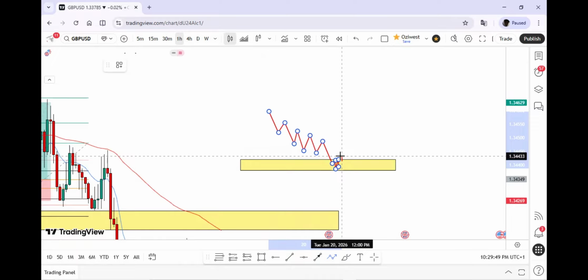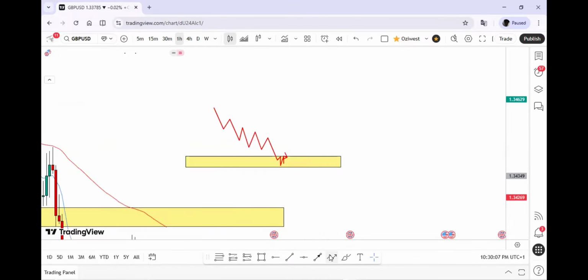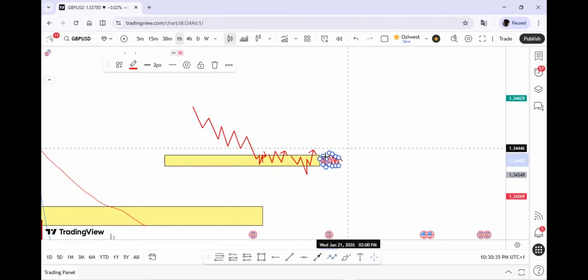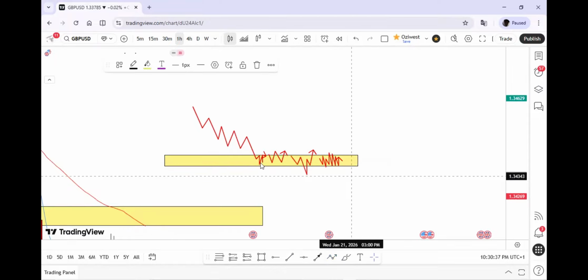Once price is at that 4-hour level of support, I immediately will go to my smaller time frame and look for the double bottom or an inverted head and shoulders pattern, or some kind of a consolidation around that 4-hour level of support.